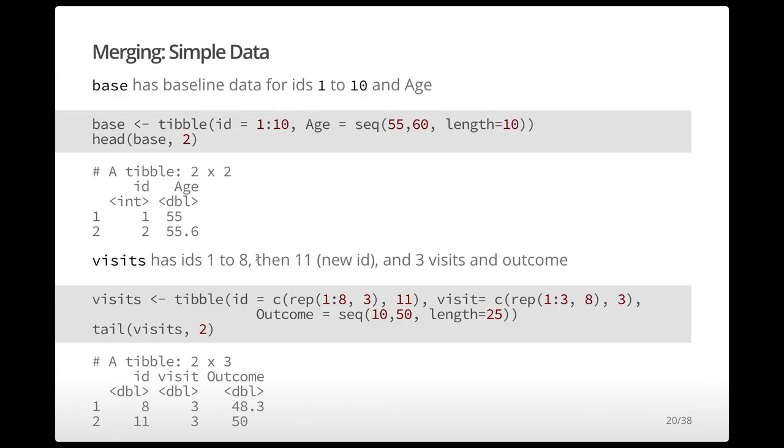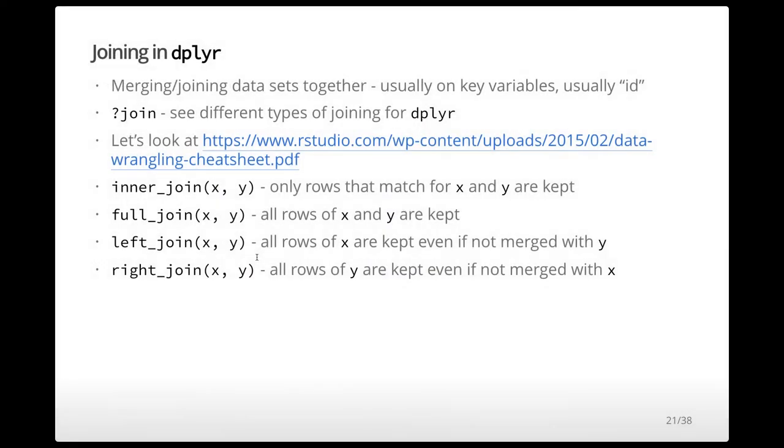Each one of them had 3 visits. For some reason, 9 and 10 didn't come back. They withdrew, something like that. But it just so happened 11 missed its baseline visit, but it had data in the visits data set. So baseline is baseline data, only one record, 1 to 10. The visits data set has repeated measures for people. So multiple visits, and it has some outcome measure.